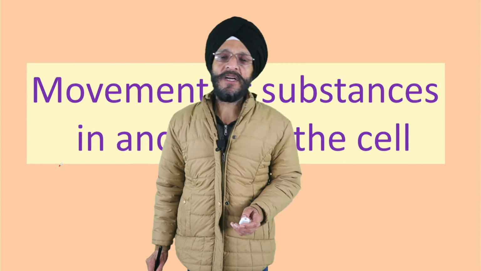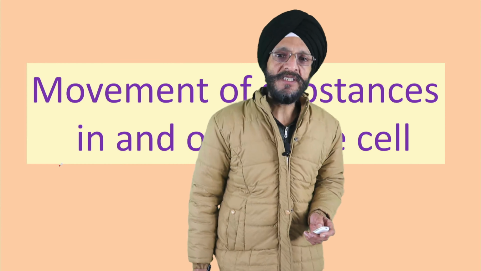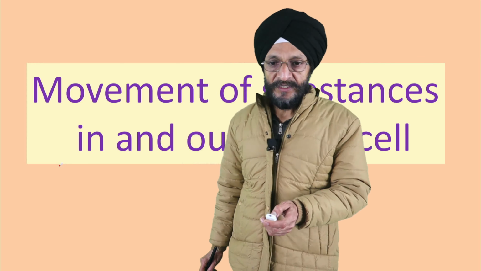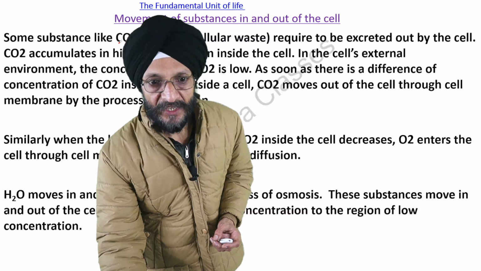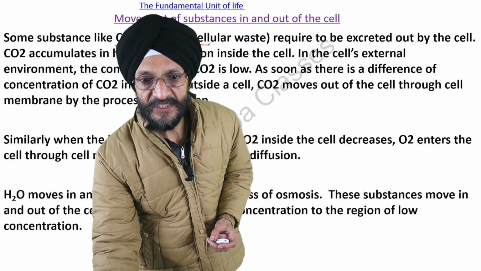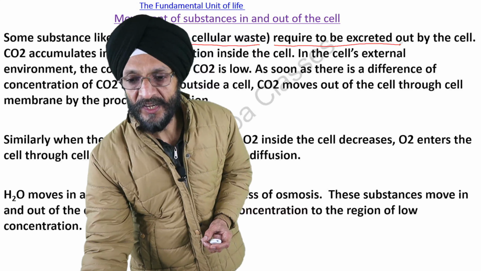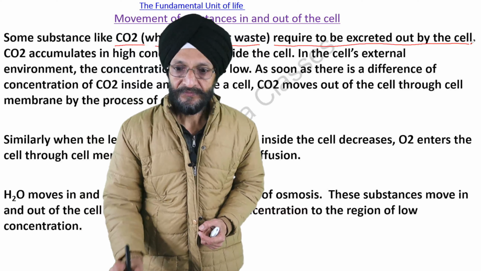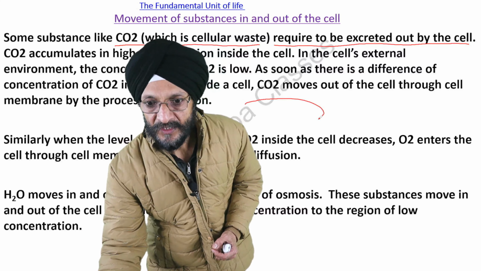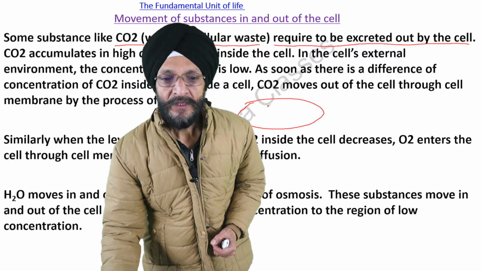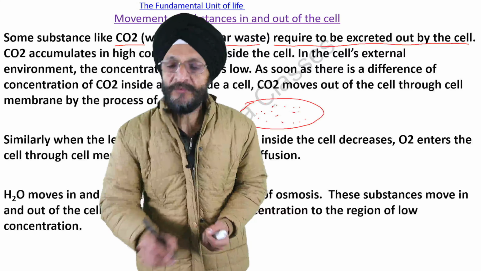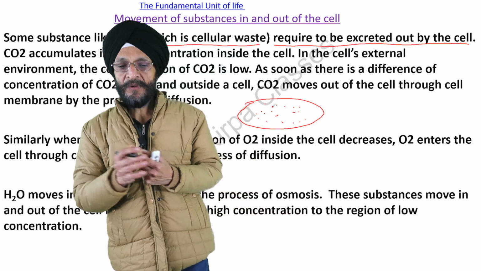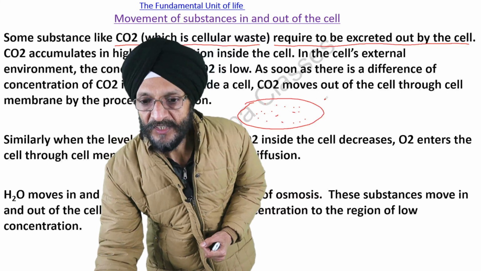Now the topic before us is movement of substances in and out of the cell. Some substances like carbon dioxide, which is a cellular waste, require to be excreted out by the cell. Suppose this is the cell and carbon dioxide is in high concentration. We know that carbon dioxide cannot be seen. For the purpose of example, we are assuming this.